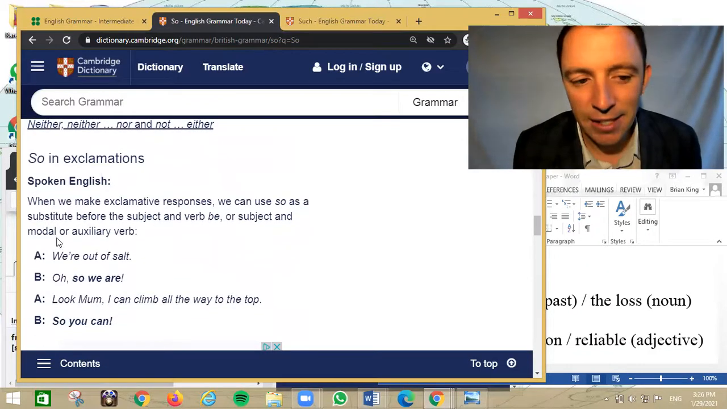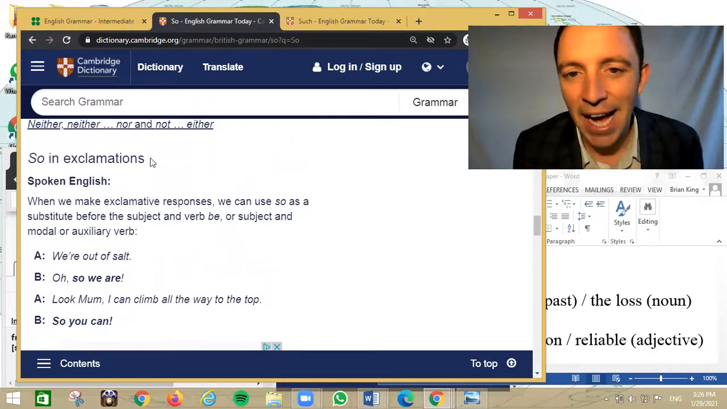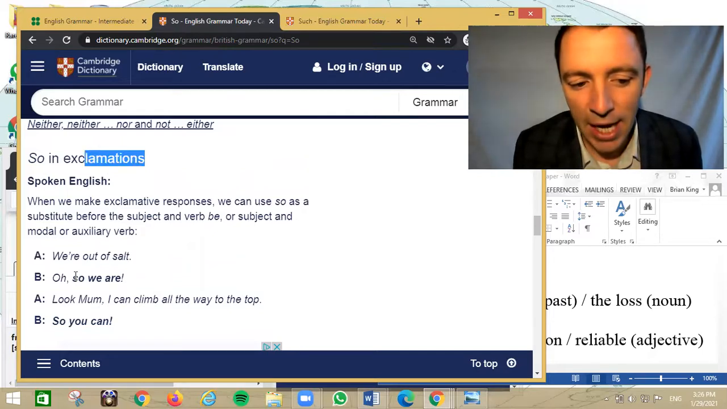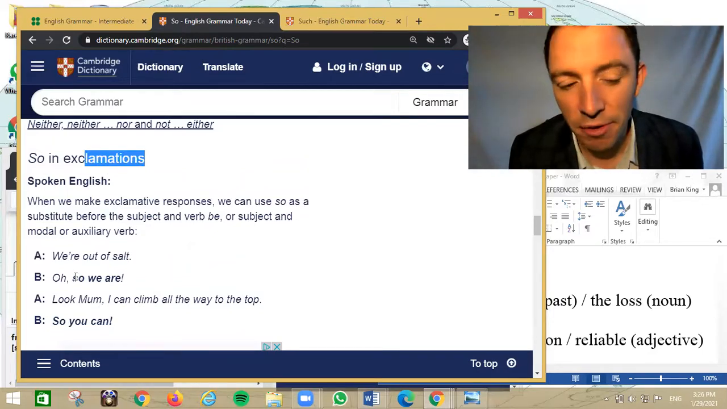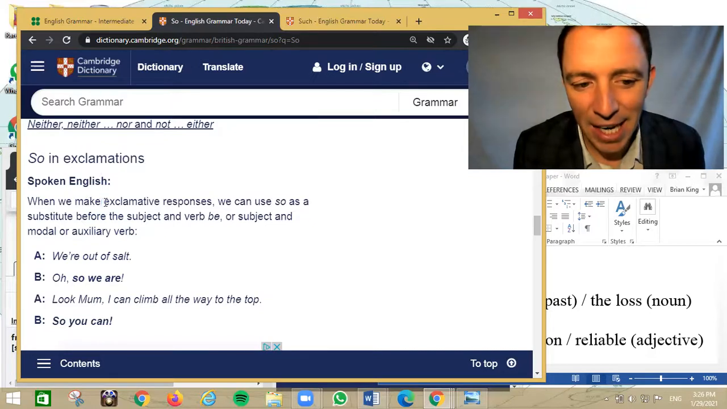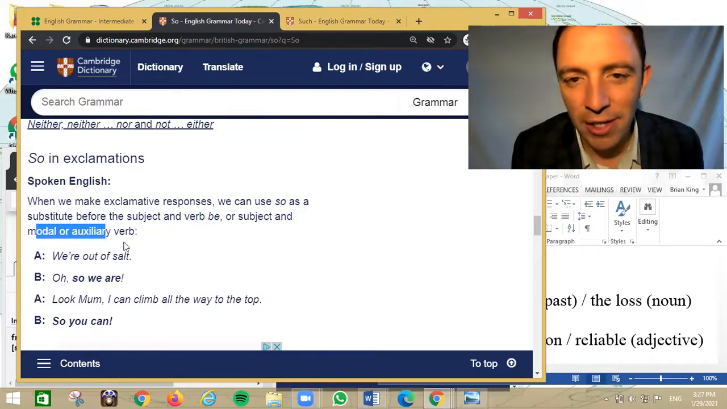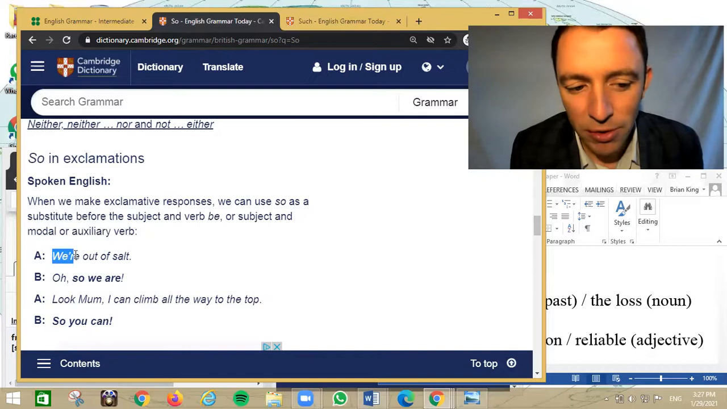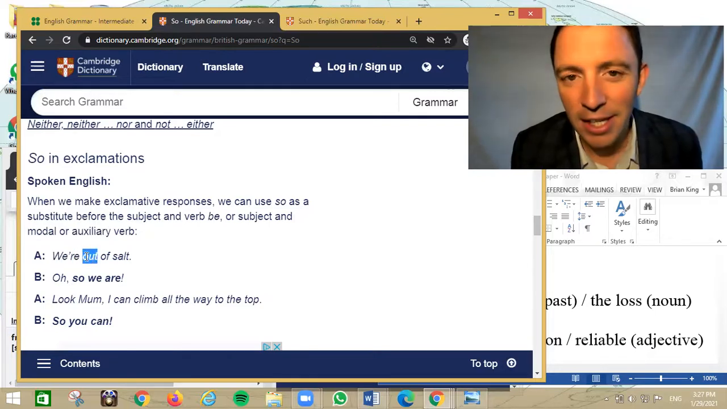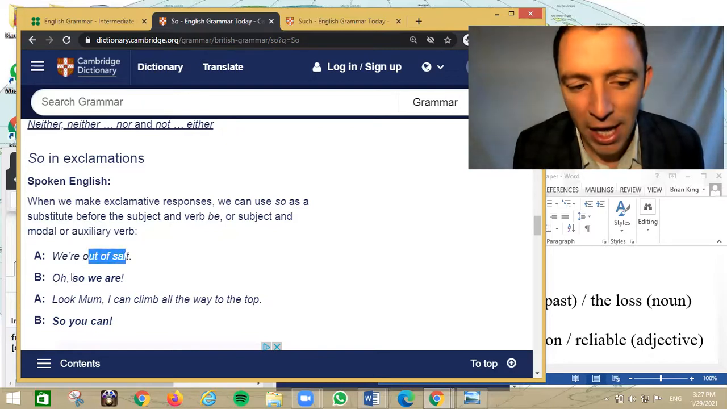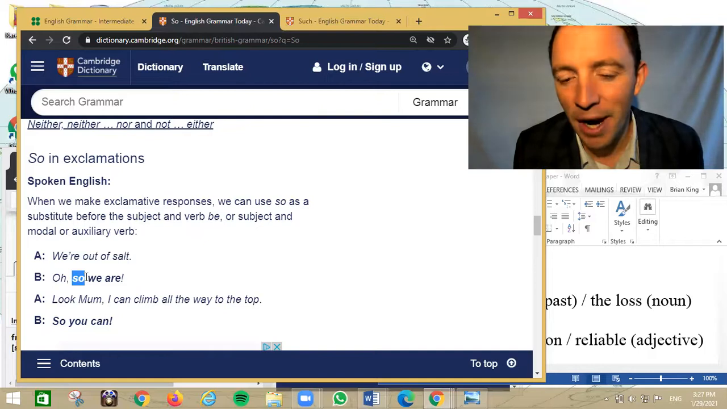And again, in spoken English, for exclamation, this is very fluent for sure. When we make exclamative responses, we can use "so" as a substitute before the subject and verb be, or subject and modal and auxiliary. Here's the example. We're out, fuera de sal. No tenemos más sal. We are out of salt. Okay? And so we are. So that's exclamation. Yes, we are.